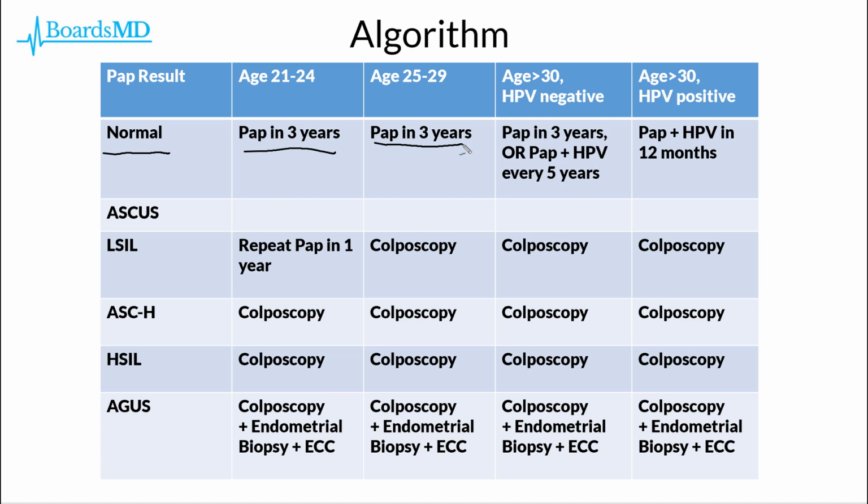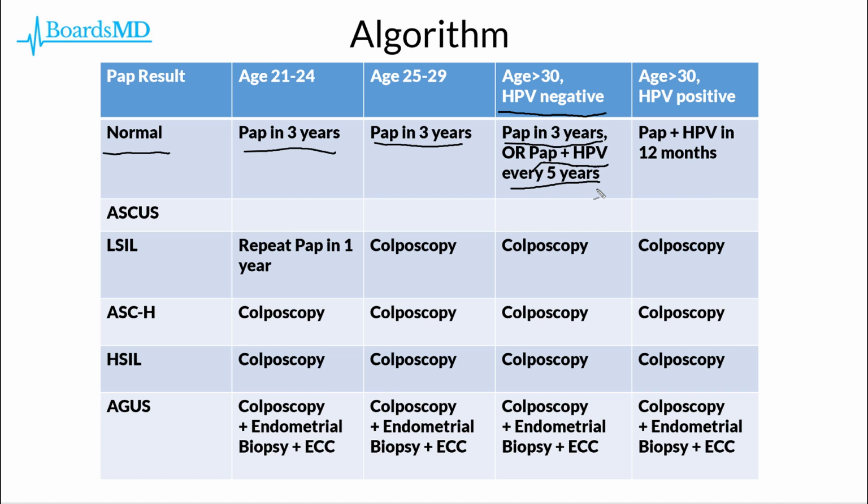The same goes for our patients who are greater than the age of 30 but who are HPV negative. For these patients with a normal pap smear, we can either choose to repeat the pap smear in 3 years or perform a pap smear as well as HPV testing in 5 years.